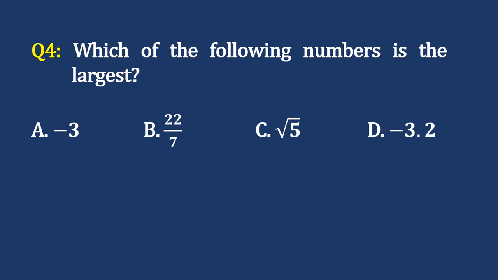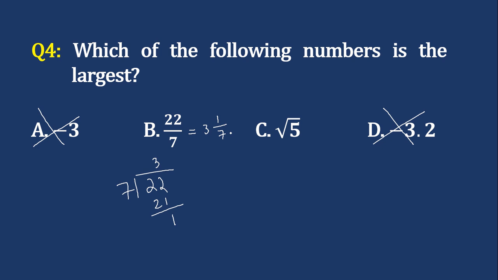Obviously, we can immediately eliminate options A and D because they are negative numbers, and we know that negative numbers are less than the positive number. So we immediately eliminate options A and D. Now we just have to compare options B and C. Now let's divide 22 by 7. Let's see what we will get. So this is 3, so this is 21. So 22 over 7 is the same as 3 and 1 over 7.